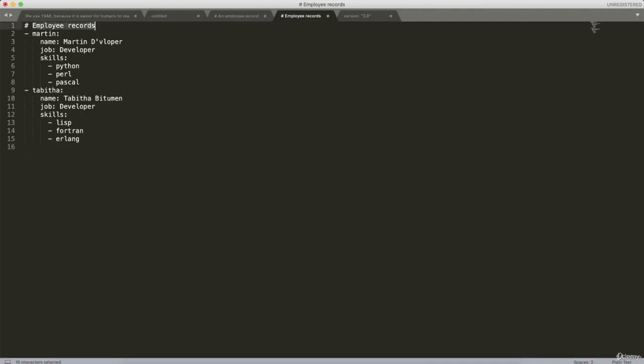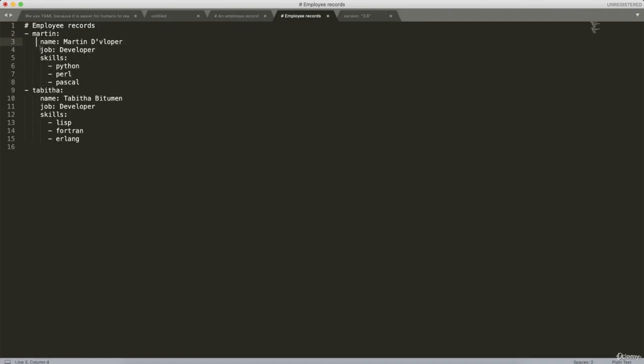Now, employee records. Now you can see that we put the dash here, which means we will use a list. So this is the first list and this is the second list. Okay, so far so good, right? Now for the first list, which is this one, we have Martin, and with colon. Now all of that, as you can see, is subjected under Martin.